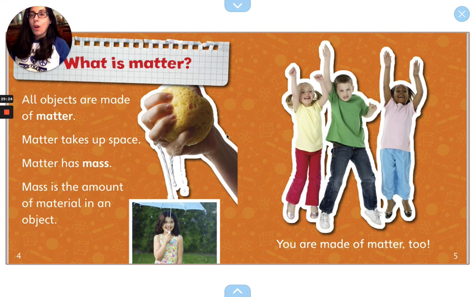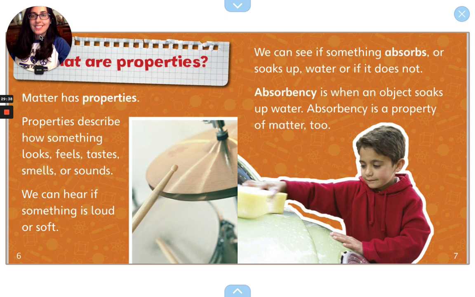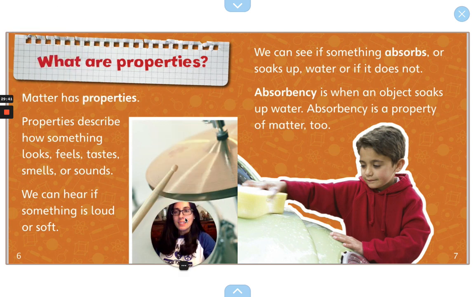What is matter? All objects are made of matter. Matter takes up space. Matter has mass. Mass is the amount of material in an object. You are made of matter too. We knew that already. What are properties? Matter has properties. Properties describe how something looks, feels, tastes, smells, or sounds. We can hear if something is loud or soft. We can see if something absorbs or soaks up water or if it does not. Absorbency is when an object soaks up water. Absorbency is a property of matter too.